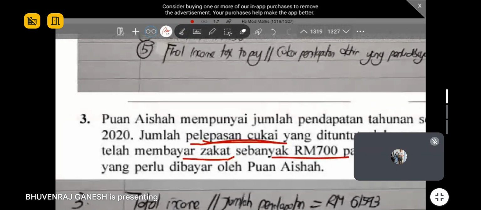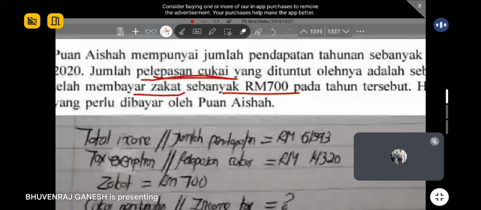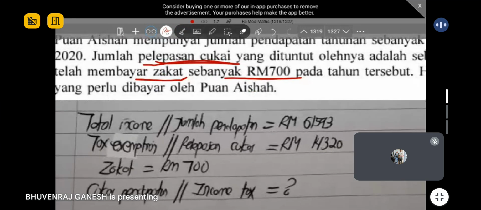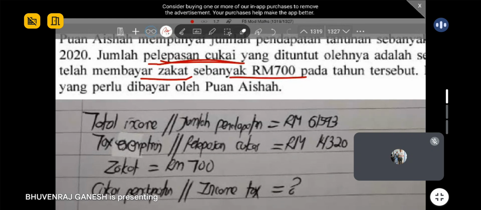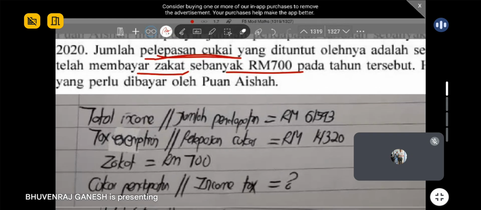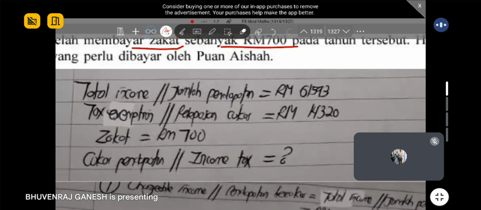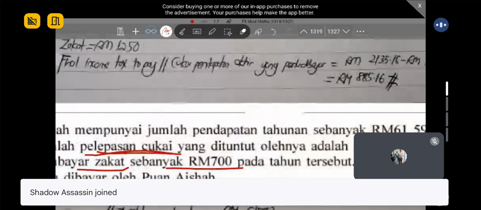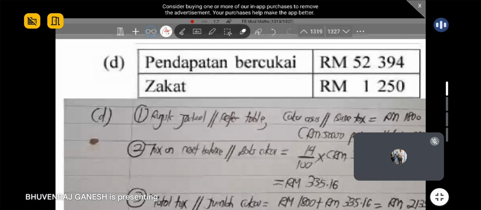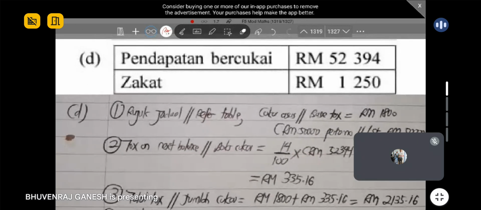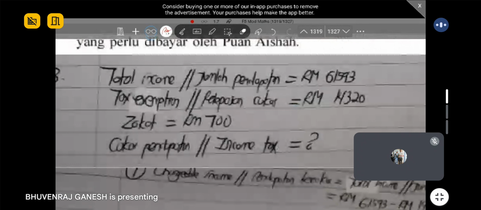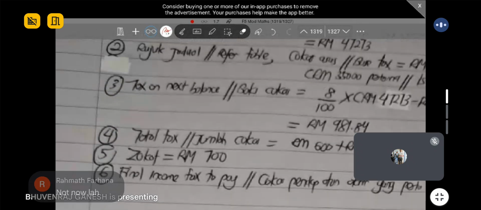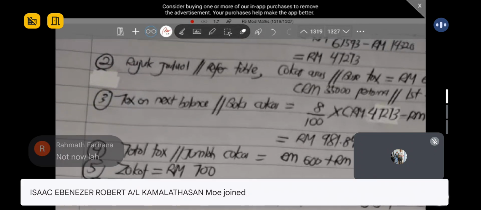So now first step, you list all the information. Kamu letak semua info yang ada. So first step, as always, count your chargeable income. This one got one extra step because in the previous question, they already gave you the chargeable income. Pendapatan bercukai sudah diberi. So that means you have a total of 4 steps if there is zakat.